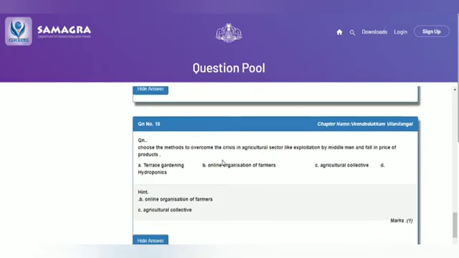Choose the methods to overcome the crisis in the agriculture sector like exploitation by middlemen and fall in the price of the products. A, terrace gardening; B, online organization of farmers; C, agriculture collective; D, hydroponics. So the answers are the online organization of farmers and the agriculture collective.